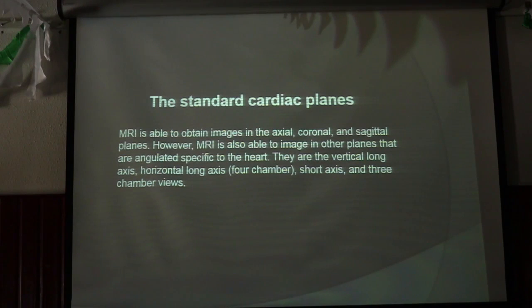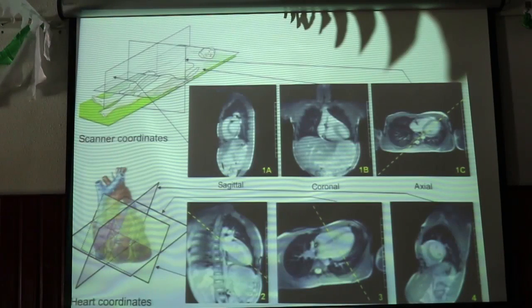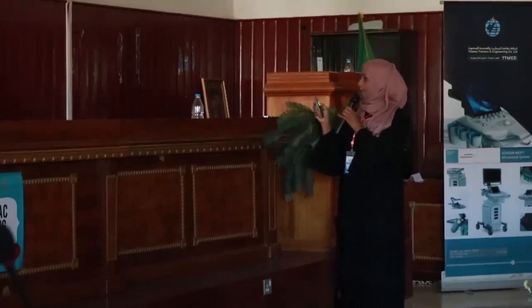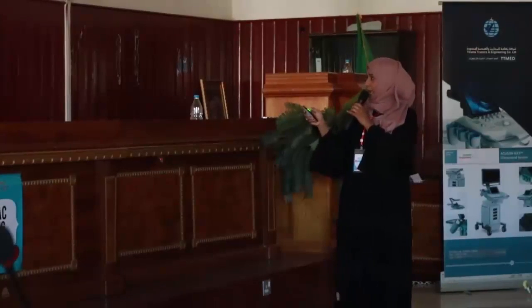Standard cardiac MRI planes. Usually we know that in cases of MRI, we have the standard planes, which are the coronal, axial, and sagittal. Additional planes that are used in cases of cardiac MRI include the vertical long axis, horizontal long axis, short axis, and three-chamber view. This is the sagittal, coronal, axial. This is the short axis view, four-chamber view, vertical long axis, and three-chamber view.